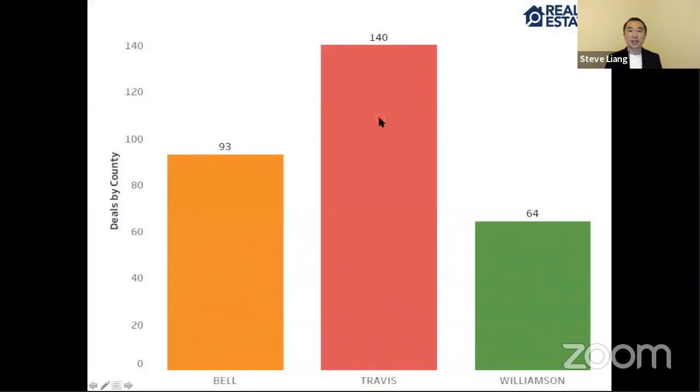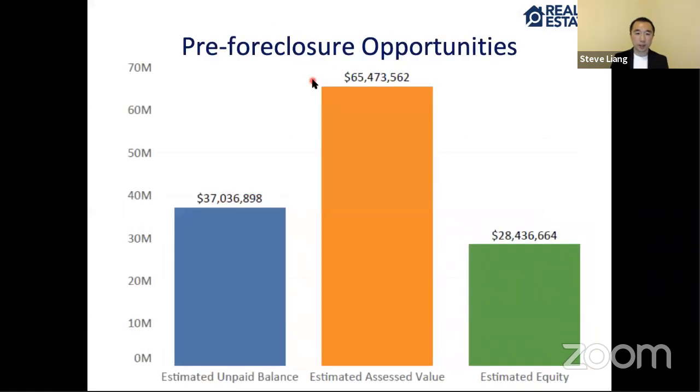Here we're looking at the count of each county. Remember I said there are a lot of off-market deals that can be found in Bell County. And here it is, we see 93 of them. We found 140 in Travis and 64 in Williamson County. These are off-market pre-foreclosures. In terms of opportunities, we're seeing almost $28.5 million in the last 30 days. So lots of opportunities, more than the MLS opportunities.